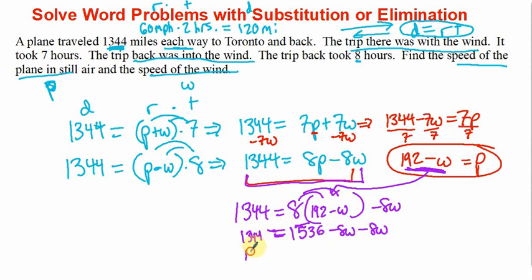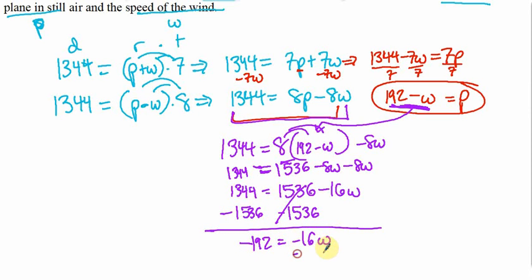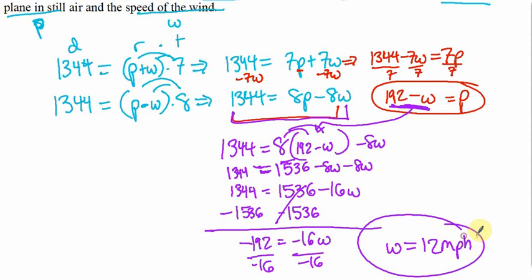Now we can start to clean this up. So 1344 equals 1536 minus 8W minus another 8W, which is minus 16W. Now we can subtract 1536 from both sides so that we can isolate the 16W. That's going to turn out to be negative 192. And then we solve for W by dividing by negative 16. Negative 192 divided by negative 16 is 12. So that means the wind is pushing the plane at 12 miles an hour.